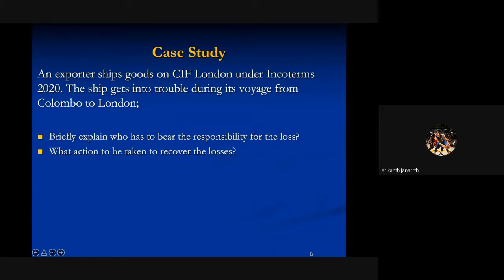Subject to adequate insurance cover being obtained. Subject to adequate insurance cover having been obtained.